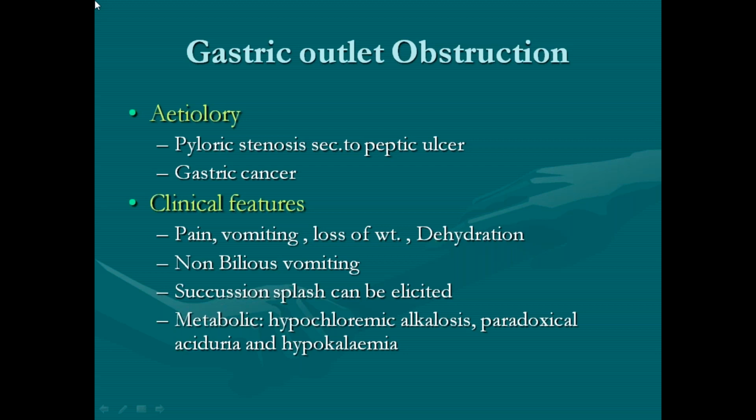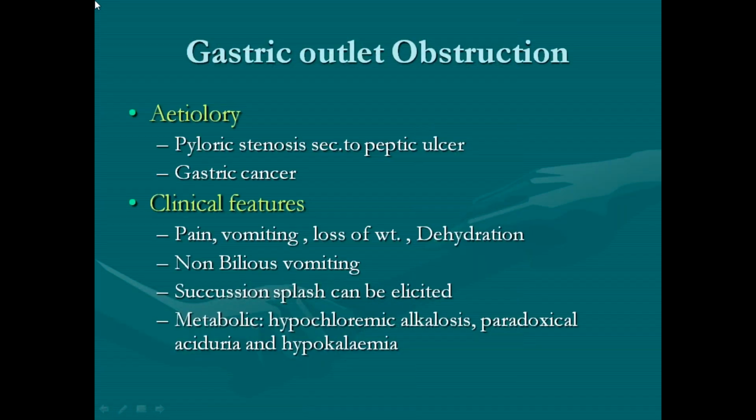Okay, so you will identify the plane where the dull note is turning into resonant, and you will mark all those sides. All these markings tell us the greater curvature of the stomach. In gastric outlet obstruction, the greater curvature will be beyond the level of the umbilicus. Okay, so this is called auscultative percussion. These are the features of gastric outlet obstruction.